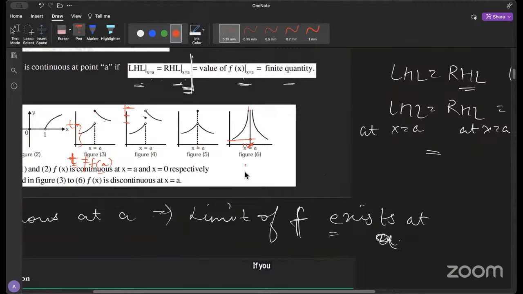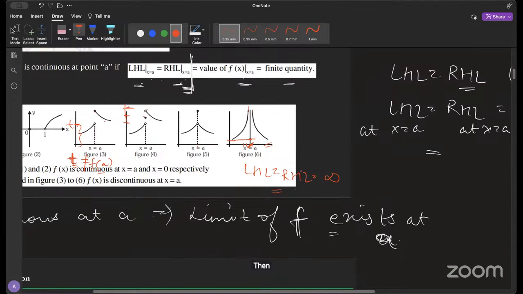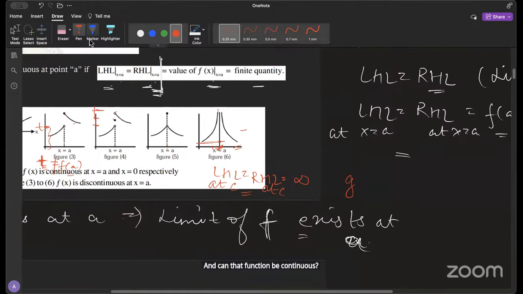So if you have left-hand limit, we don't know what the value is. Let's just forget about this function. If left-hand limit and right-hand limit equal infinity, then can the function be continuous at that point? Let's say at some point C, your left-hand limit and right-hand limit are both equal to infinity of some function. We're not talking about any of these functions, but any random function, let's say G. We have a function G, and the left-hand limit and right-hand limit of G are infinity. And can that function be continuous? No.